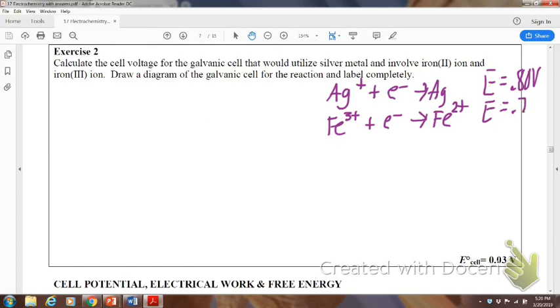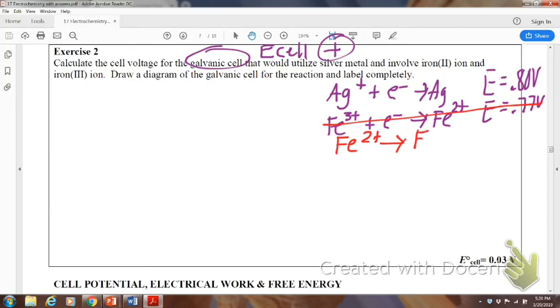get 0.77 volts. And remember, I told you whatever is the most positive gets to be reduced, and the other one has to be oxidized. Another thing is that we know this is a galvanic cell, so that means the overall E cell has got to be positive. So we're going to reverse whatever is going to make this be positive for us. So we are not going to keep it this way. We're going to mark that out, and we're going to flip it. And so we're going to say Fe2 plus is going to be oxidized. And then that becomes a negative 0.77.